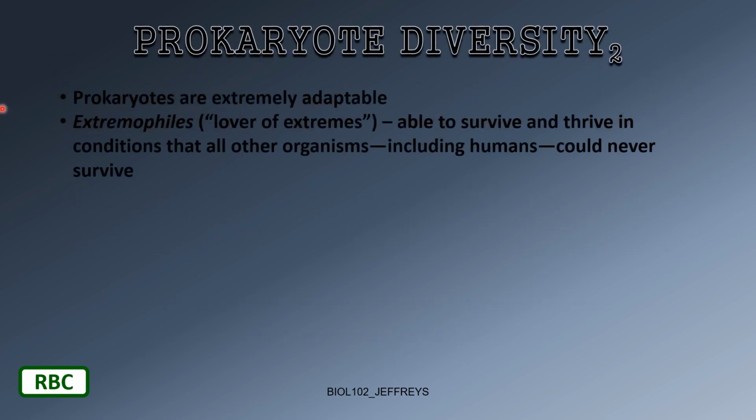Now, prokaryotes are extremely diverse because they're extremely adaptable, and like I said earlier, they live in all environments on the planet. Now, we have a group of prokaryotes that we refer to as extremophiles. Now, phile means to love or lover of. You learned that in 101. We talked about hydrophilic, lover of water. So extremophiles are lovers of extremes. So they're able to survive and thrive, not just survive, but thrive in conditions that all other organisms, including humans, could never survive.